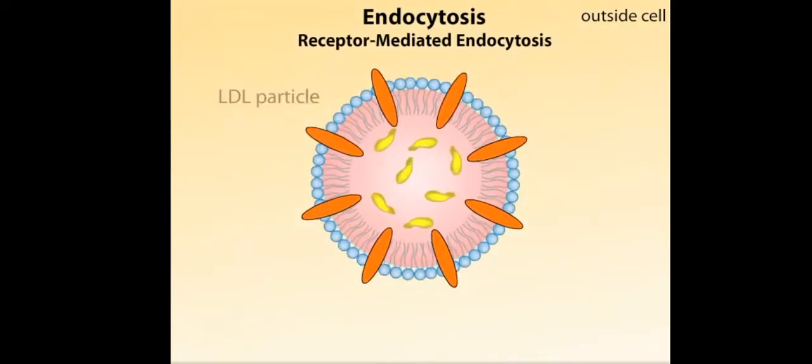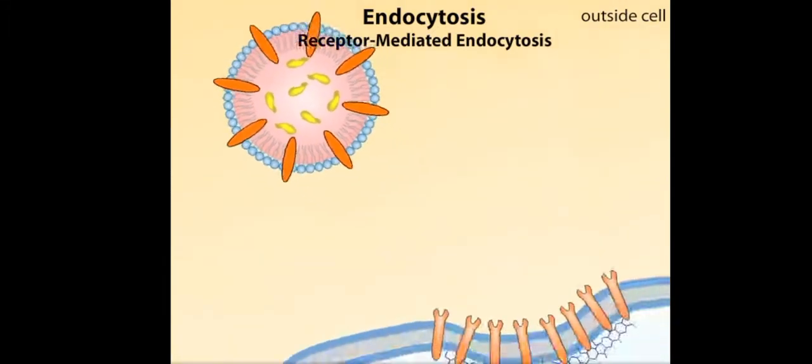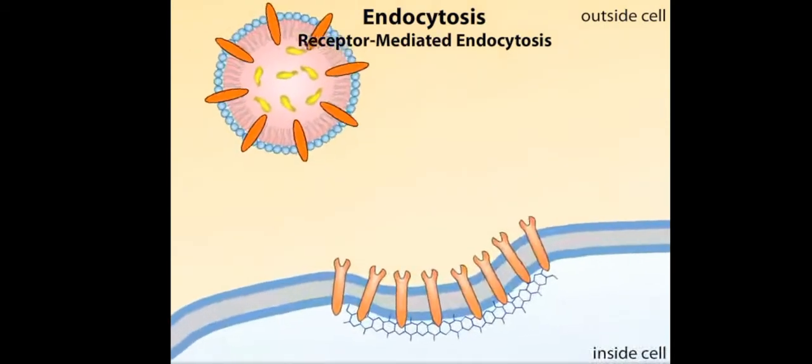An LDL particle contains 1,000 or more cholesterol molecules at its core. A monolayer of phospholipids surrounds the cholesterol core and is embedded with proteins called ApoB. These ApoB proteins are specifically recognized by the receptors in the cell's membrane. The receptors in the coated pit bind to the ApoB proteins on the LDL particle.